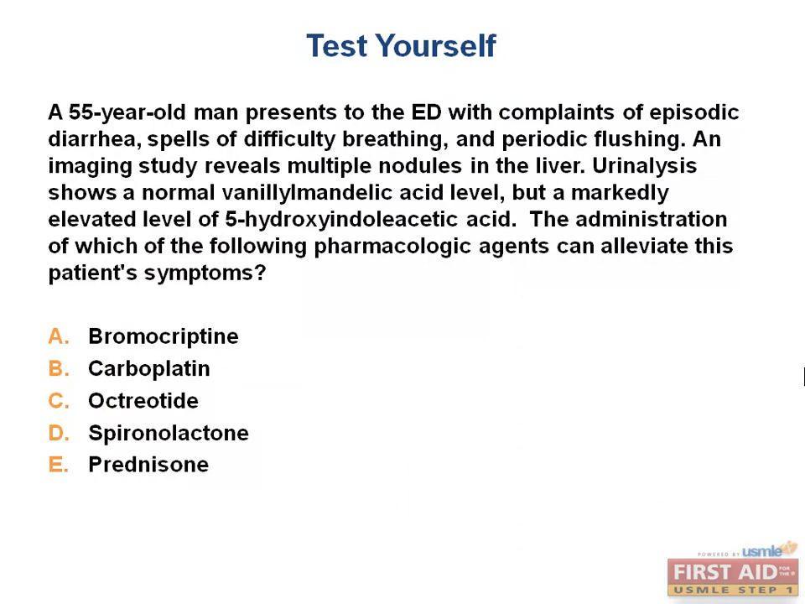Now let's do a couple of questions to review this topic. Our first question is about a 55-year-old man who presents to the ED with complaints of episodic diarrhea, spells of difficulty breathing, and periodic flushing. An imaging study reveals multiple nodules in the liver. Urine analysis shows a normal vanillyl mandelic acid level, but a markedly elevated level of 5-hydroxyindoleacetic acid.